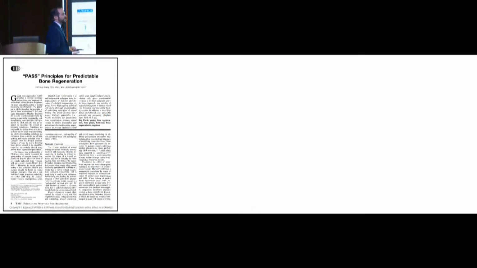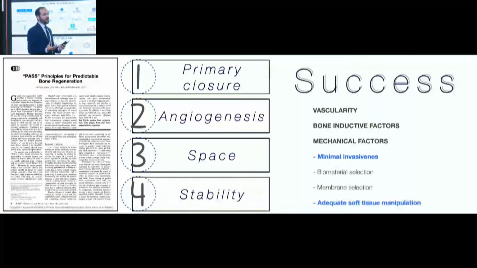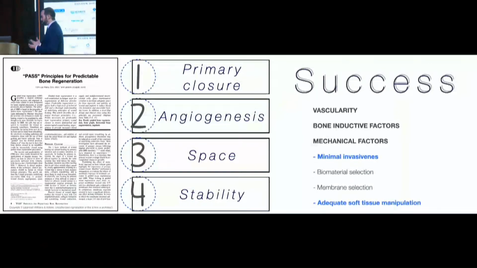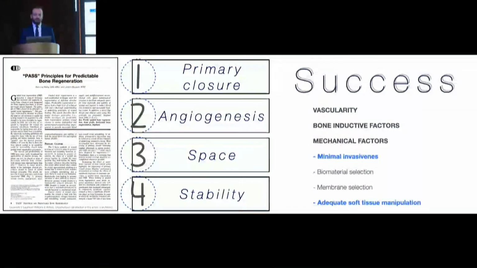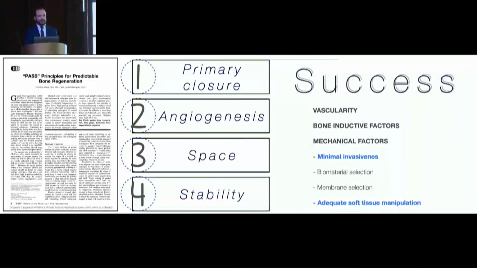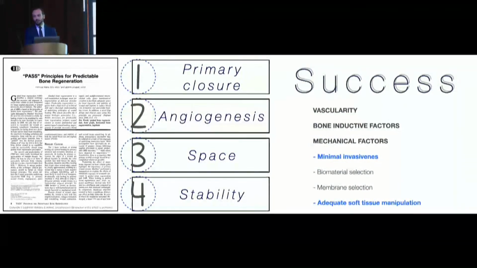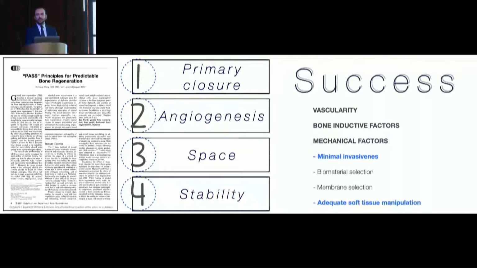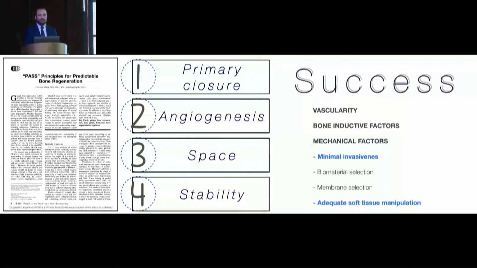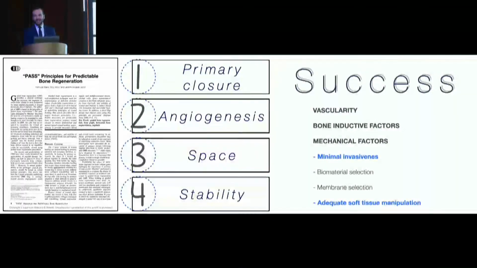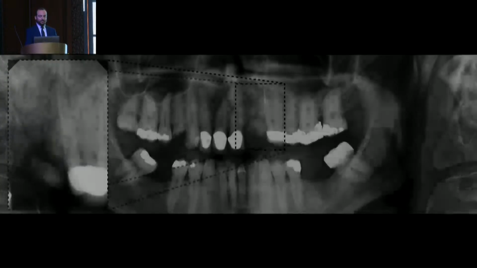But what else do we need? What are the things we as clinicians can provide for the regeneration site to be as predictable as possible? This is a very often cited publication by our mentor back at the University of Michigan. We need primary wound closure. It does not matter if we like to do autogenous bone grafting, xenograft, allograft, absorbable or non-absorbable membrane. For all of those, we need to achieve primary wound closure. We need to create space, and we need stability of our material. And of course, nowadays, we are looking for minimal invasiveness. We are looking for very adequate and delicate soft tissue manipulation.